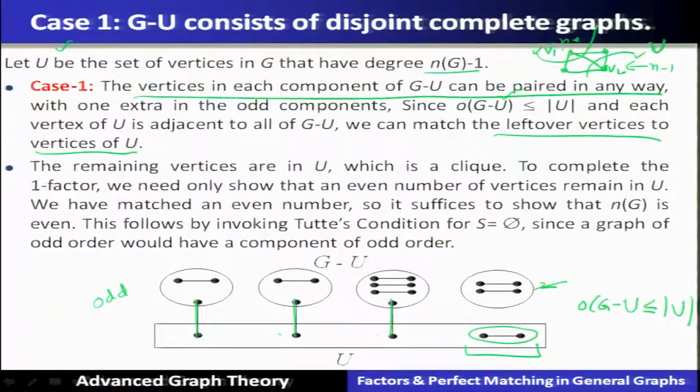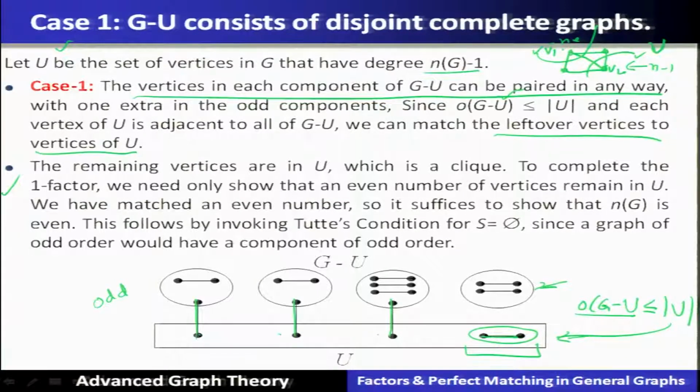Since the number of components is more, that means the number of odd vertices will be matched, and then the remaining ones, the difference, can be paired with each other. So, the remaining vertices are in u, which is a clique. So, you see, that is why these cliques are there.